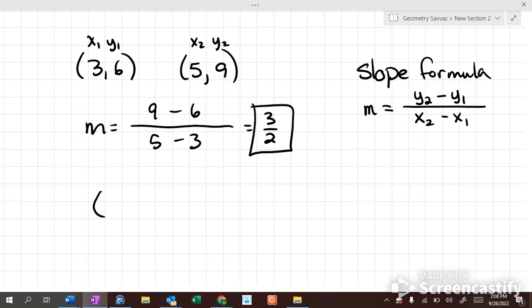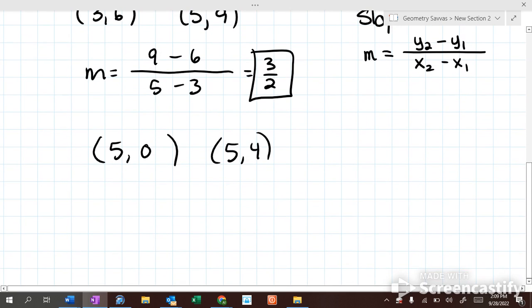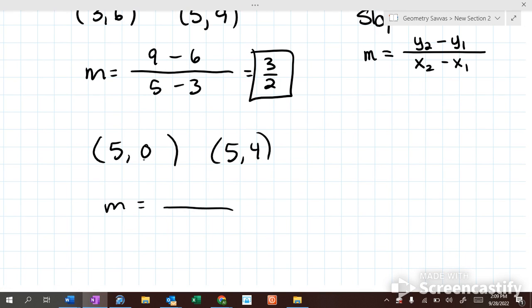Well, if I had 2 points, 5, 0, and 5, 4. Okay, Zoe, what would I write down for the numbers I subtract for that one? 4 minus 0 over 5 minus 5. What's 4 minus 0, Zoe? 4. 5 minus 5? 0. What's 4 divided by 0, everyone?